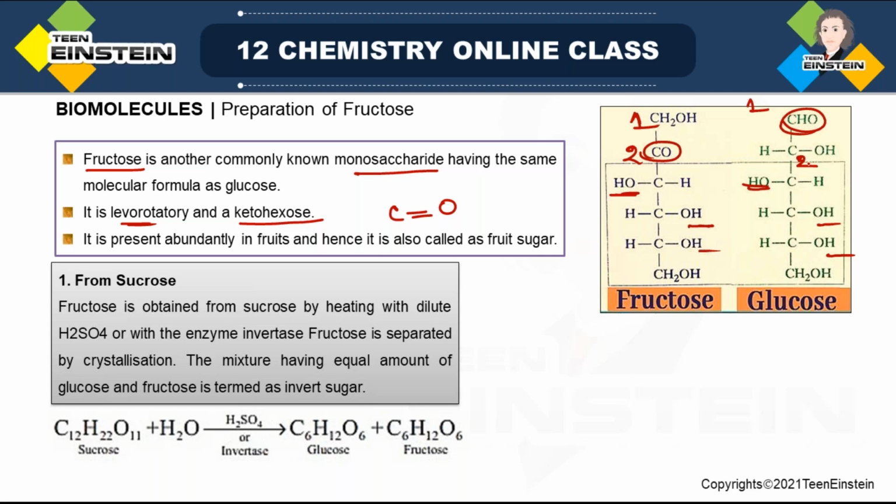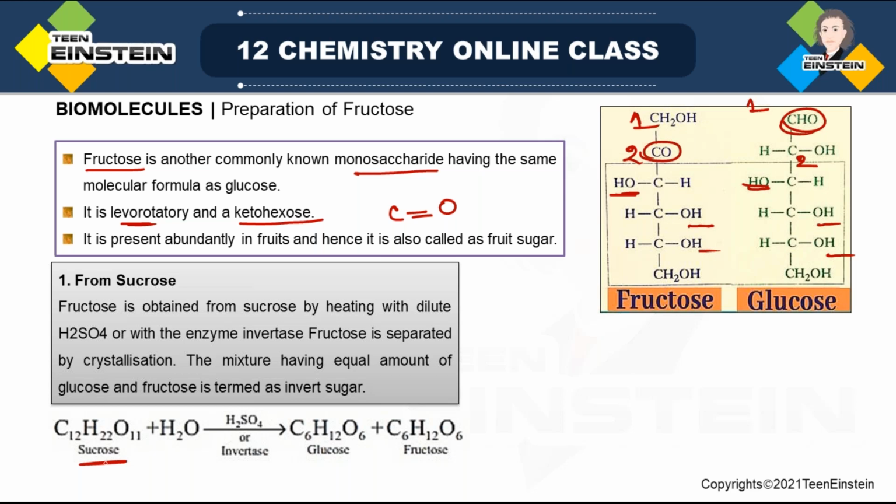So we are trying to understand how we can make it. From sucrose, fructose is obtained. This is the most common method, from sucrose, because sucrose is a disaccharide. Remember the disaccharide definition, it is one type of oligosaccharide. The definition of oligosaccharide says that after hydrolysis you get 2 to 9 monosaccharides. In this case, on hydrolysis of sucrose you are getting 2 monosaccharides, which means sucrose is a disaccharide.